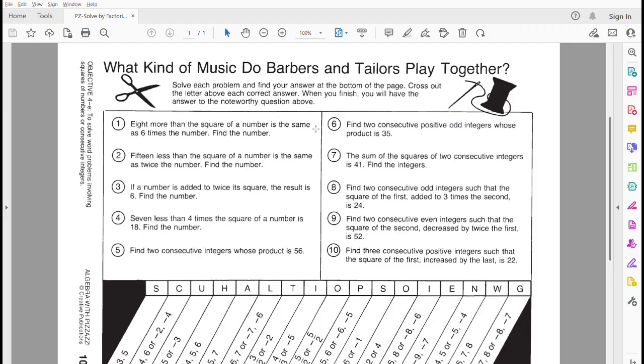So here's the puzzle that goes along with that extra practice. In this one, we're trying to solve the riddle, what kind of music do barbers and tailors play together? The idea here is that we've got 10 word problems that we have to set up an equation for and solve, and then find an answer down at the bottom here. Once we found the answer that goes with the question, we just cross that letter out and keep going until we're done with the problems. All the letters that have not been crossed out will spell something out. All right, so let's get to it.